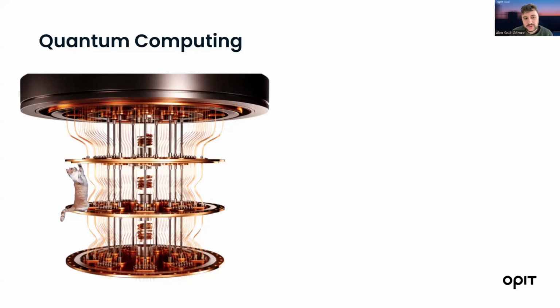So basically, quantum computing uses this superposition state. But what does that mean physically? It means that some specific atoms can have two states.